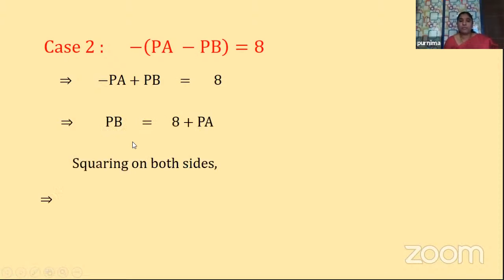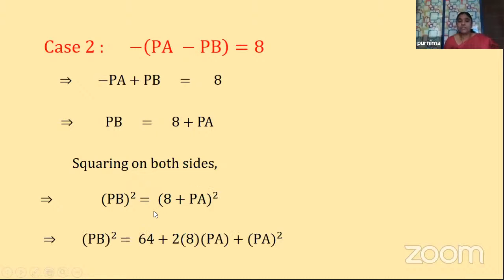So same kind of sum here, squaring on both sides. PB whole square is equal to 8 plus PA whole square, which is nothing but 64 plus 2 8s are 16 PA plus PA square. So here, children, it is similar to case 1 or not, isn't it?